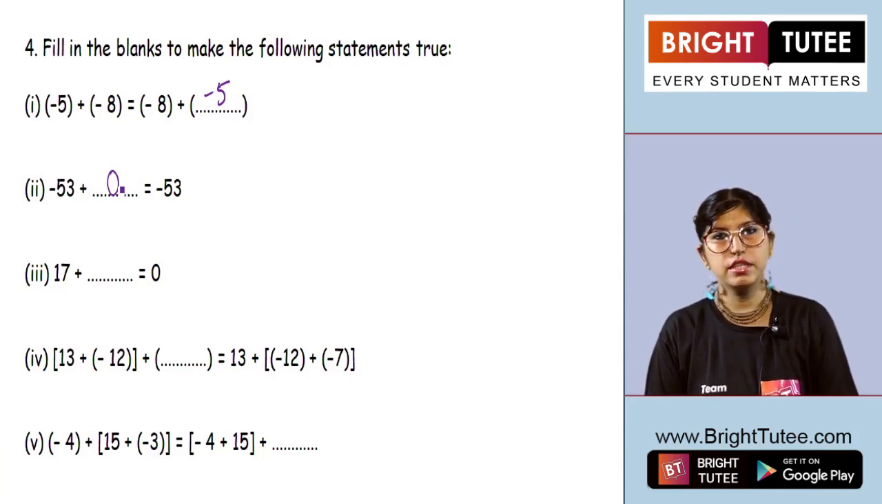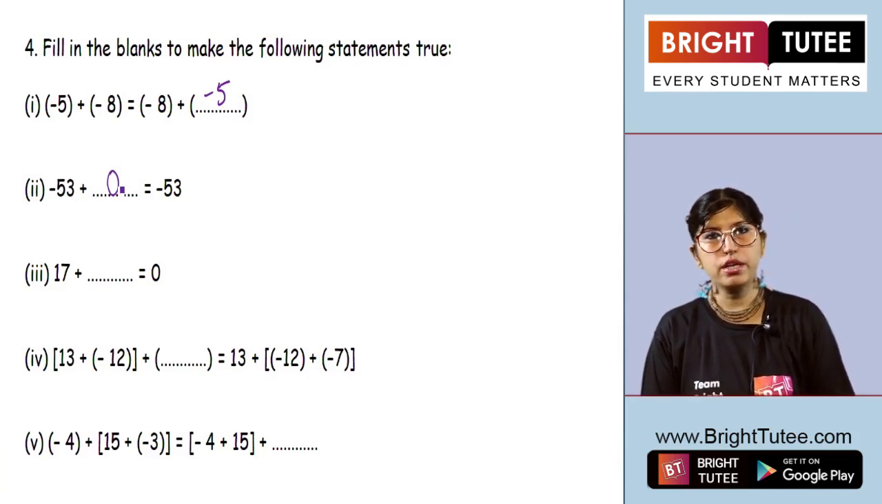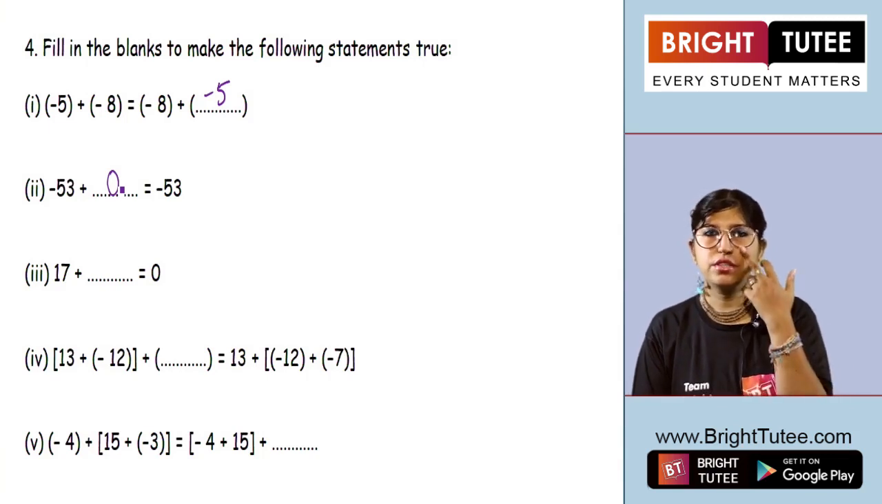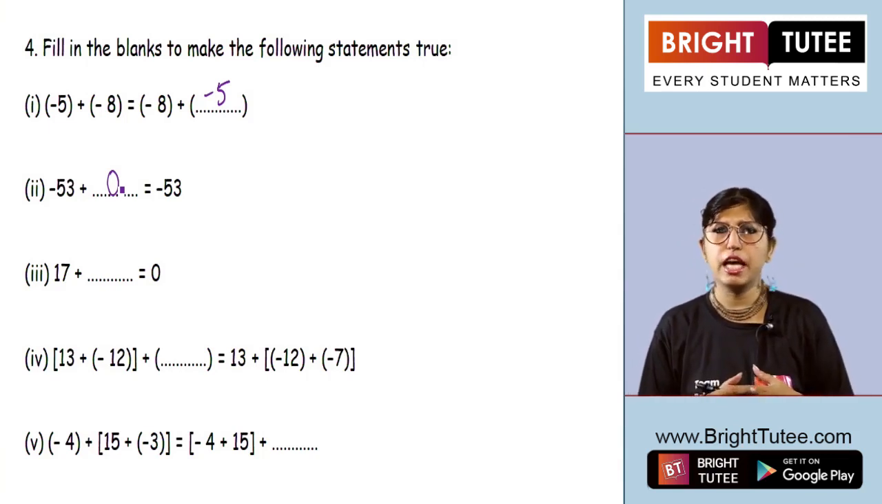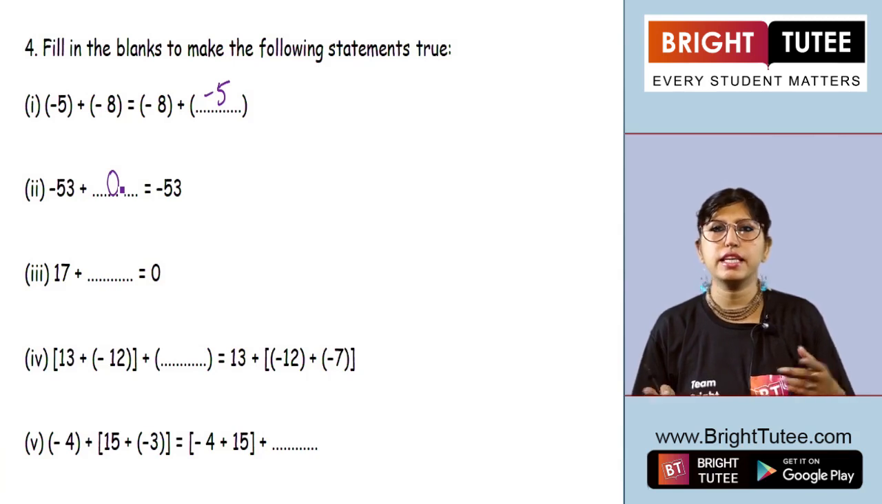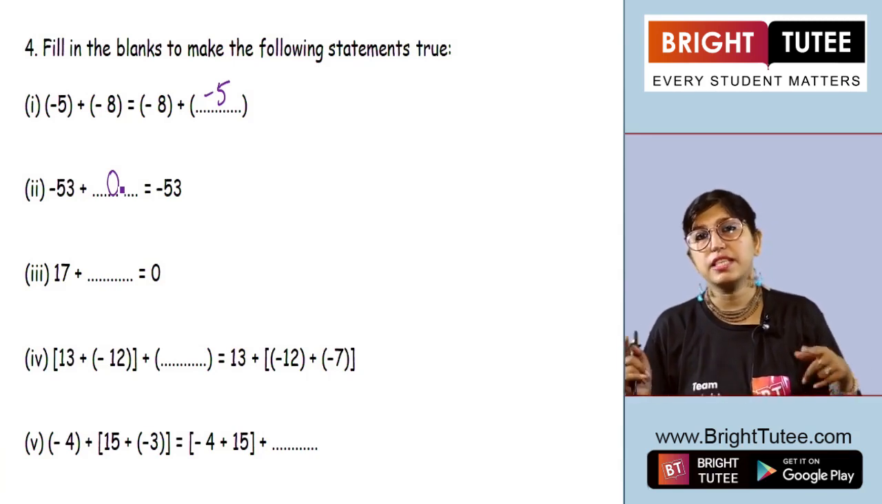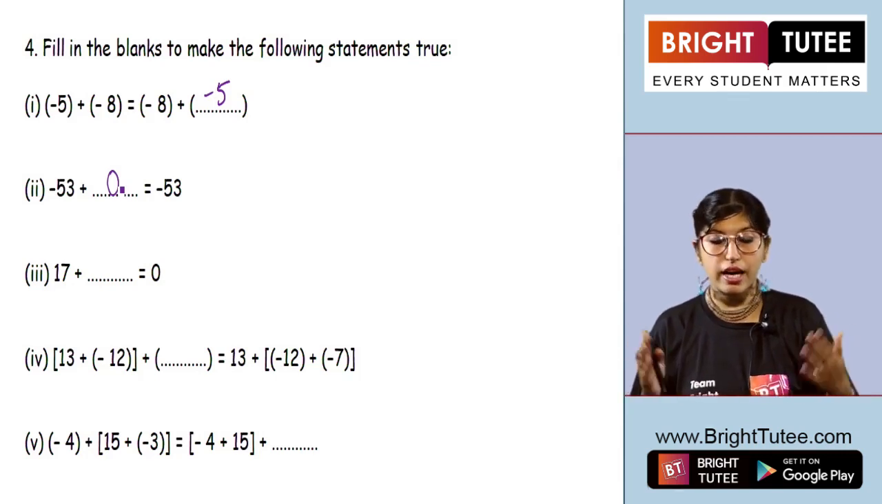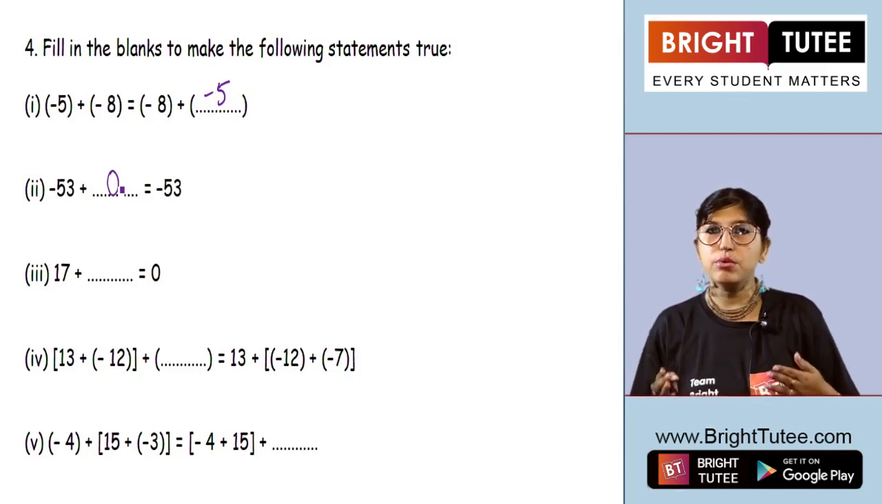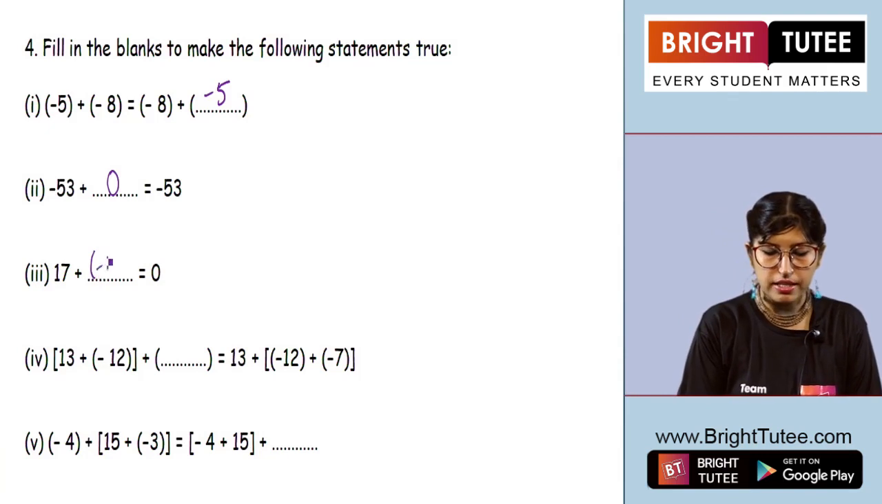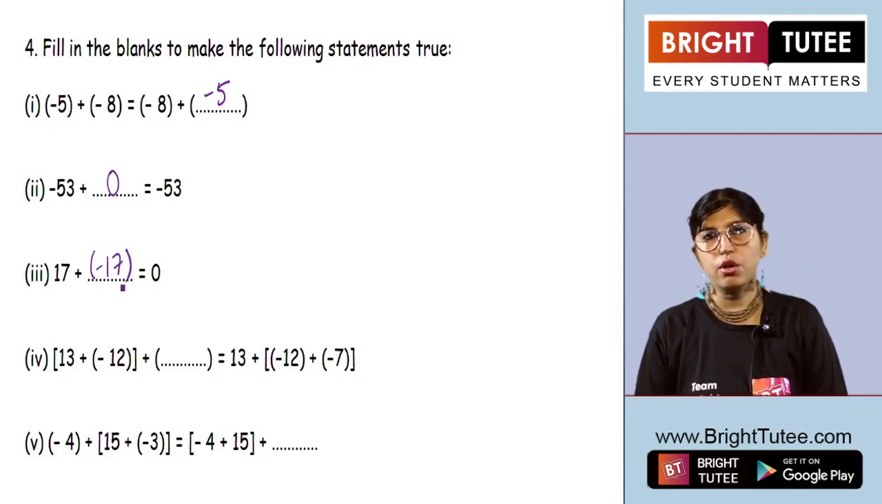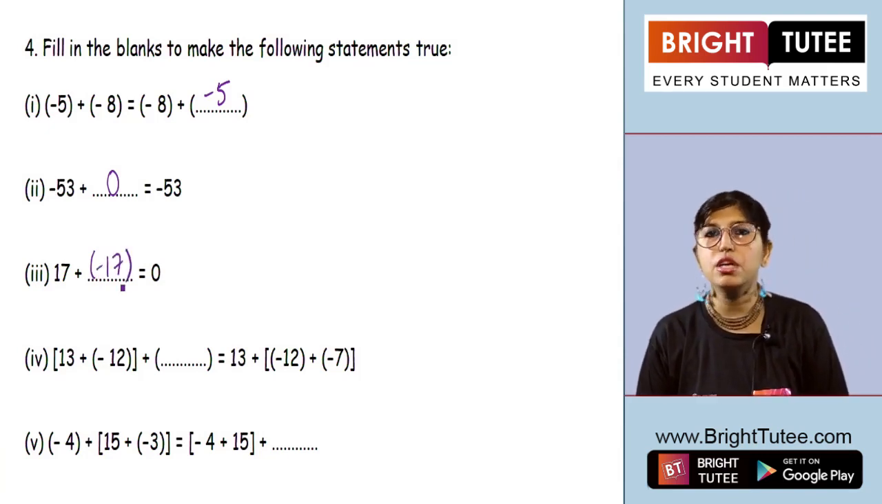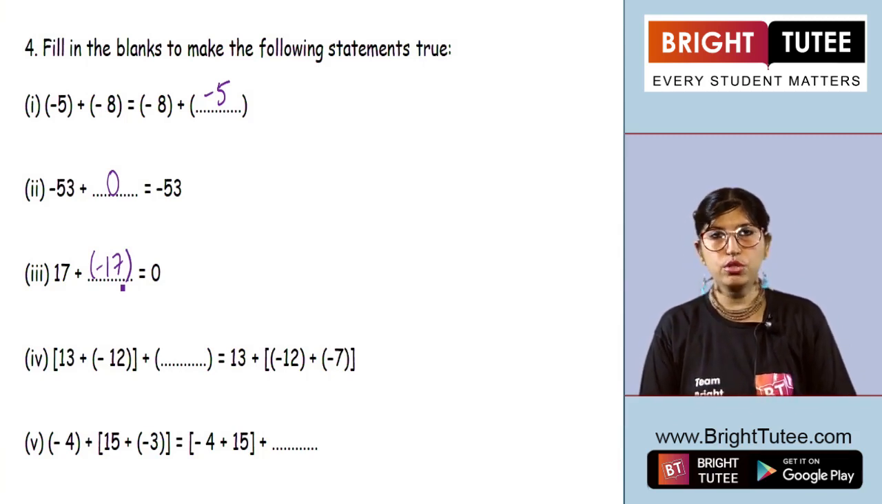Now the 17 plus what integer is equal to 0? Since we've discussed many times that if I need sum as 0, I'll take a negative integer and a positive integer. Same number but with negative and positive signs, I'll get 0. So actually what I'll do is I'll take the additive inverse of 17, which is minus 17, and once I solve this, I'll get the final answer, which is 0. Let's move on to next part.